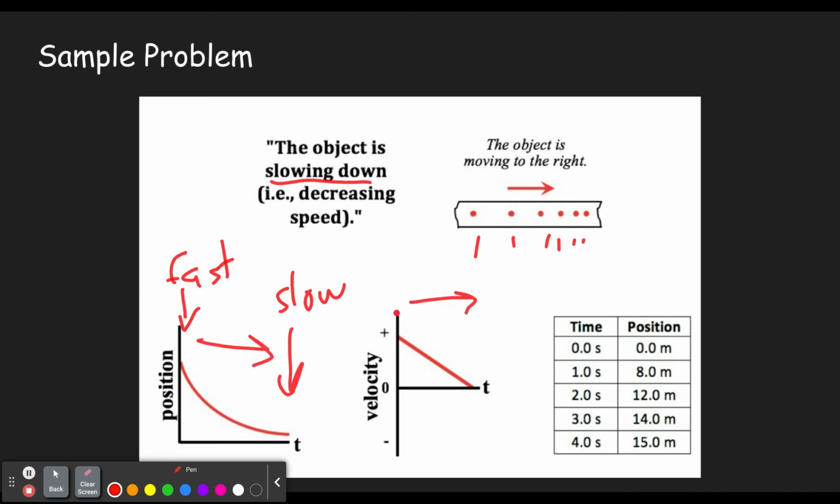Well, how about this one? This one starts far from 0. That would be fast. And this one is slow. So that one also is going from fast to slow, or slowing down.